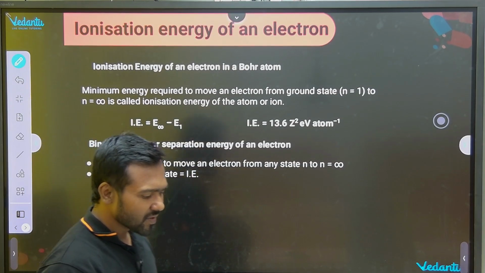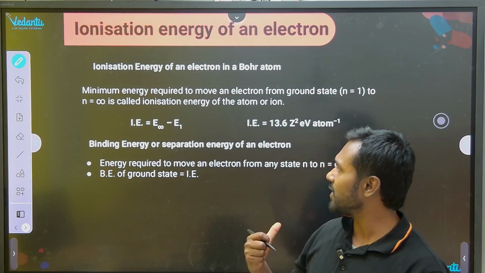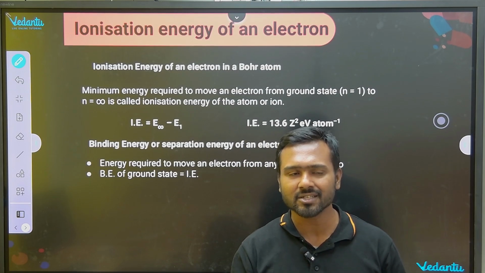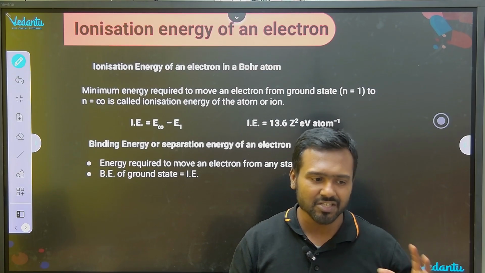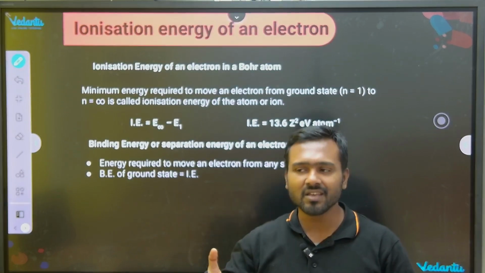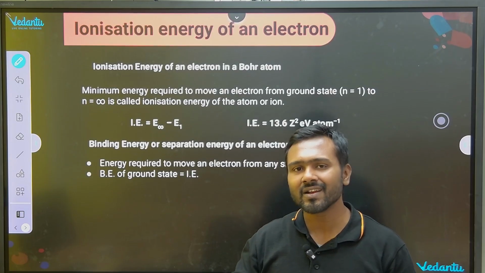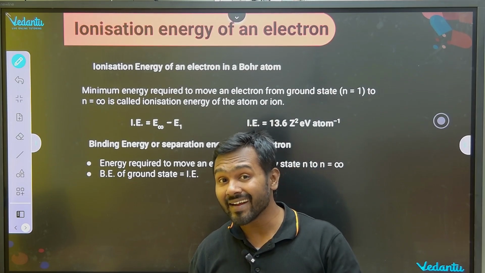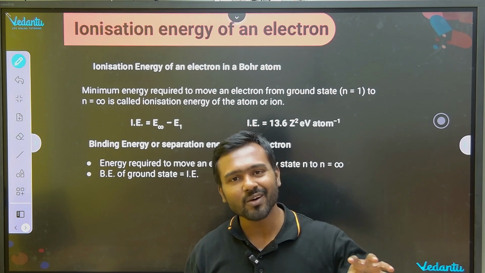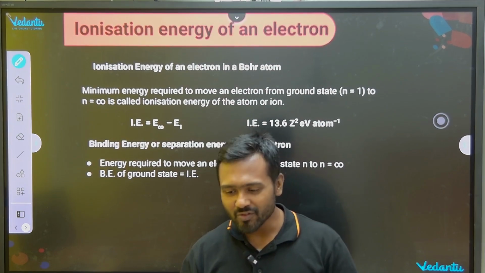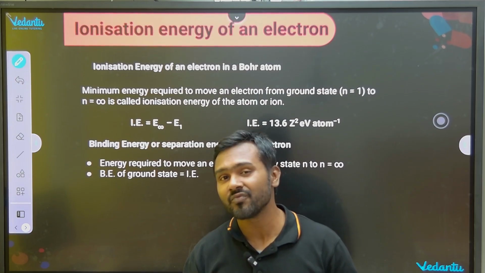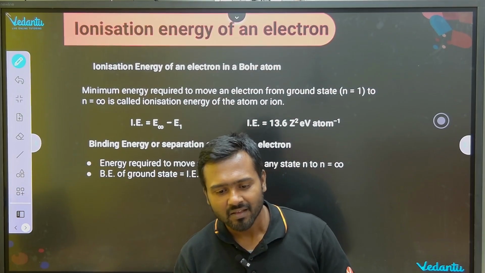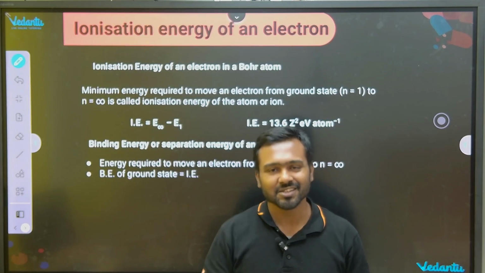So ionization energy. Here one thing: the energy we had was a negative value. Negative value means here the electron is under the influence of the nucleus, so we consider this energy is less. When it is out of the influence of the nucleus, then we consider energy is more. This is under the control of the nucleus, meaning its energy is less. When it is free of the nucleus, we consider its energy is more, so we write a positive value. That is nothing but ionization enthalpy.